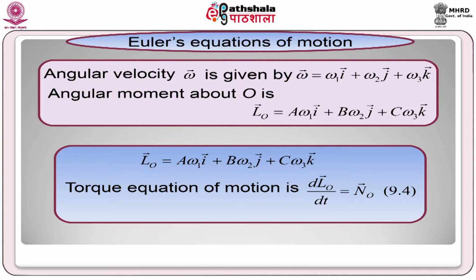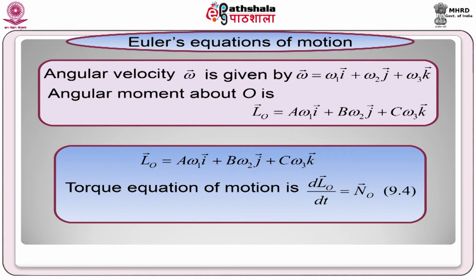At time t, the body has an angular velocity omega vector. Omega vector has components omega 1, omega 2, omega 3. That is, we can write omega vector as omega 1 into i vector plus omega 2 into j vector plus omega 3 into k vector, where 1, 2, 3 are suffixes.